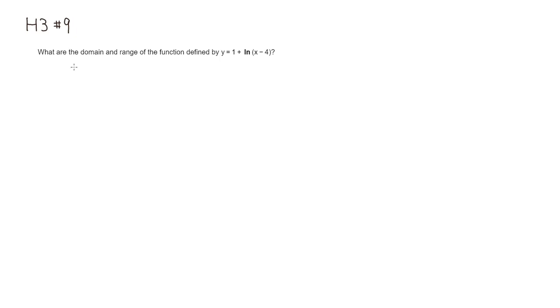So let's say you have a simpler function, the natural log of x. You know that the natural log only takes positive values, so the domain is all positive real numbers, and the range is all real numbers. And remember that this is just the inverse of e to the x, and we can actually sketch the picture too.